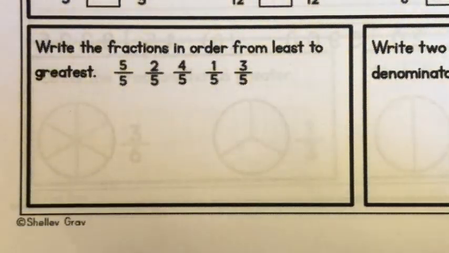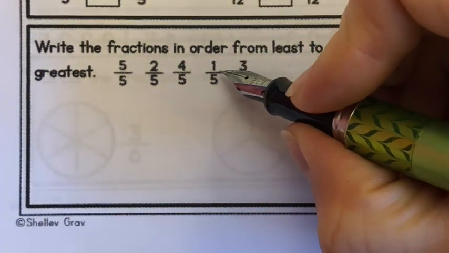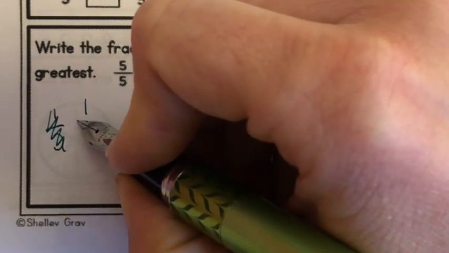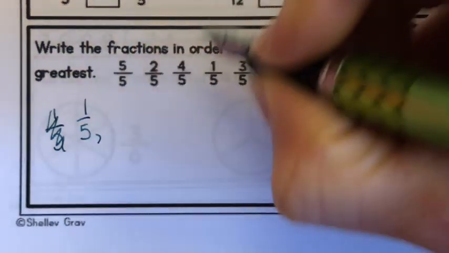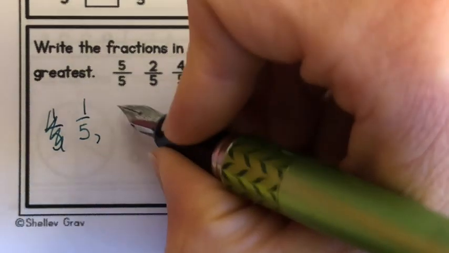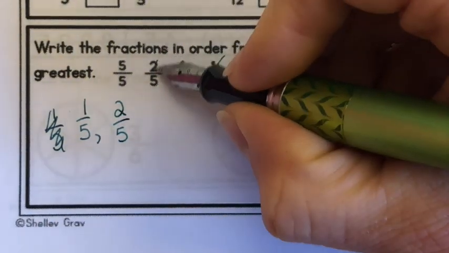Now, for the last part, it says write the fractions in order from least to greatest. Okay? So we just look here, they all have the same denominator. So all I'm gonna do is look at the top numbers. Okay, 1/5, well that's my least one for sure. Not 1/2, Mrs. Oaks. 1/5, I'm gonna put a comma, I'll put a line through that. Now I look at my next biggest one, okay, 2/5. I'll put a line through that one.